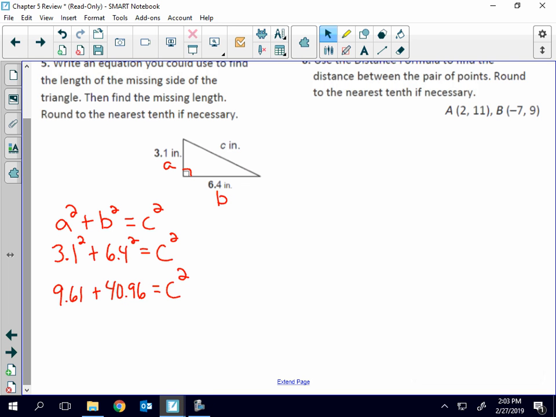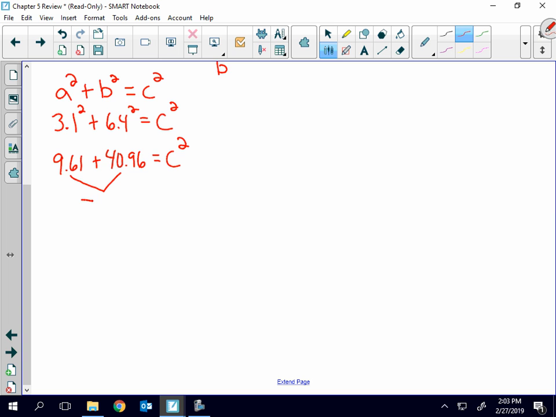Okay, and when I add these two together, I am going to get, let's see, 50.57. And then if I want c by itself, I'm going to have to take the square root of both sides. So I need to square root this one, and I need to square root c squared. That will give me just a c. And the square root of 50.57, when I round to the nearest tenths place, is 7.1.